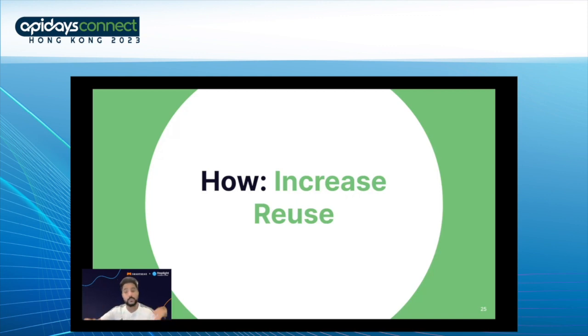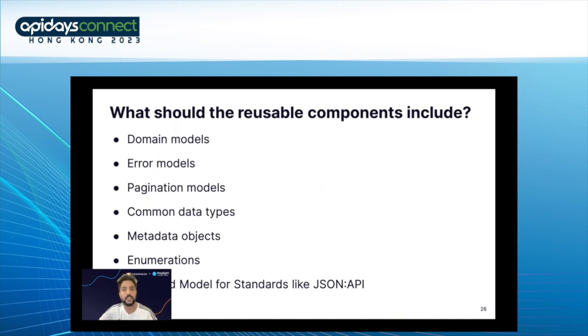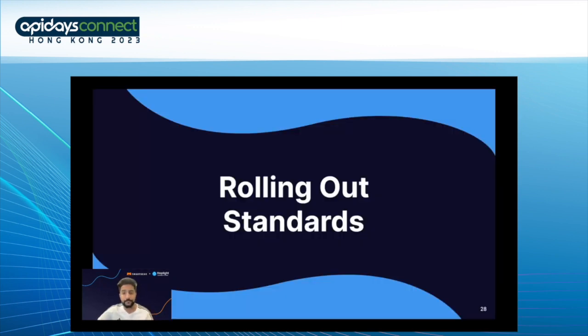And it generally leads to inconsistencies if you're not really reusing. Like I said before, it could be domain models, error models, common data types that are used across your APIs. And if you're using an industry standard like JSON API, you could just provide those models to start off. Like, this is how the error looks like. This is how the request looks like. Enumerations like country codes that might be used across your organization, again, should be something that is reusable rather than being built separately for APIs.